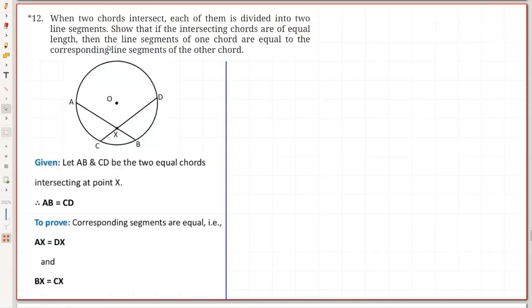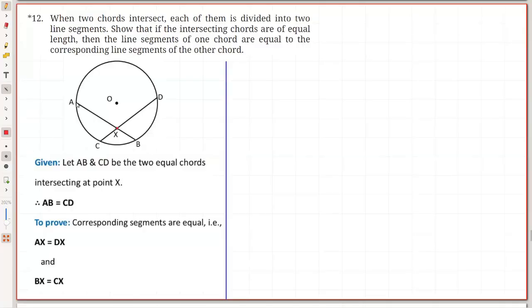Here is the diagram. We have taken a circle with two equal chords, AB equal to CD. Both are intersecting at a point X. While they are intersecting, we are asked to prove the line segments of one chord are equal to the corresponding line segments of the other chord.